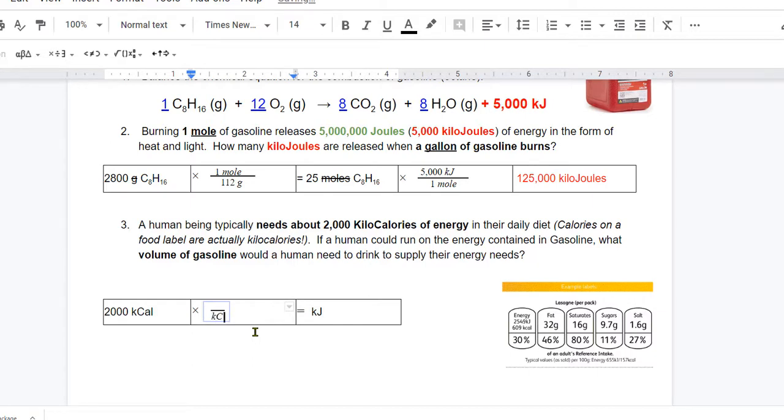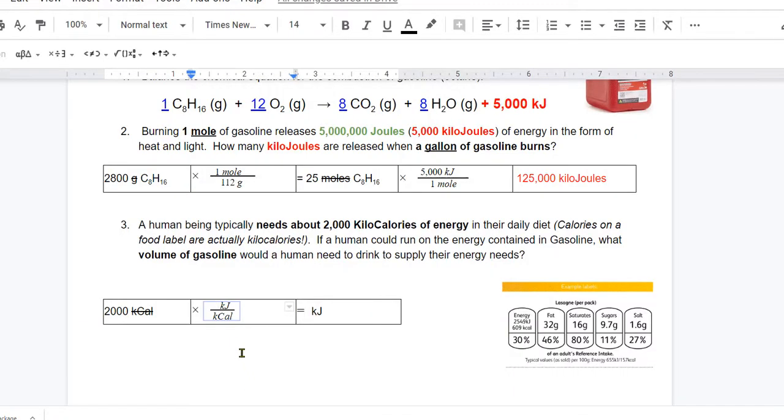Kilocalories has to go on the bottom, so it cancels these kilocalories right here. Boom. And therefore kilojoules has to go on the top. Now we probably forgot the numbers. Let's go back and look at the numbers. 1 kilocalorie is 4.18 kilojoules. 4.18 kilojoules for 1 kilocalorie. There we go. That'll get me to kilojoules here.